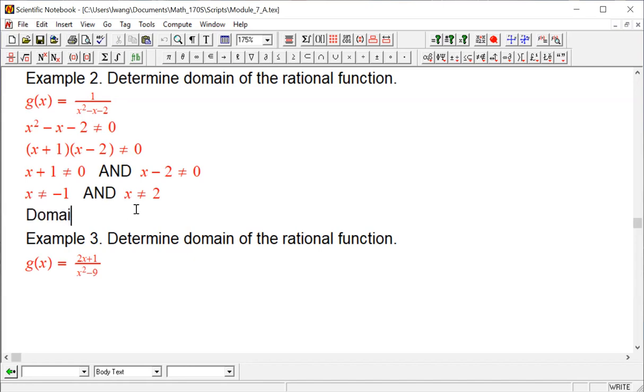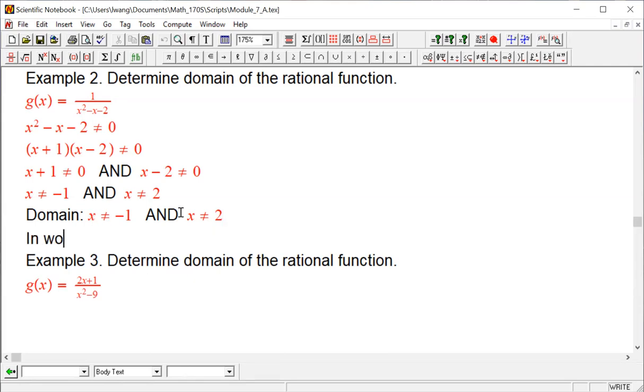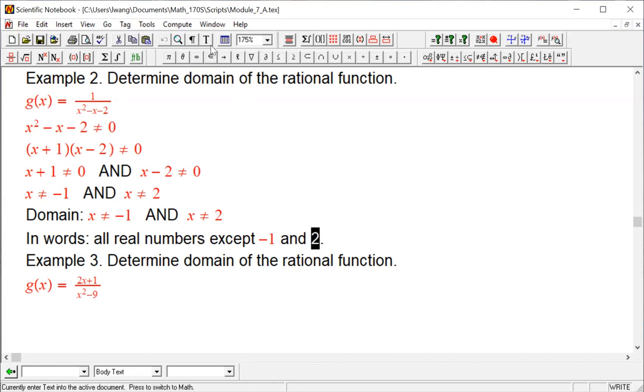The domain is written in shorthand notation. Basically it says it's all real numbers except -1 and +2. So in words, all real numbers except -1 and +2. Okay, so that's the domain of g in this case.